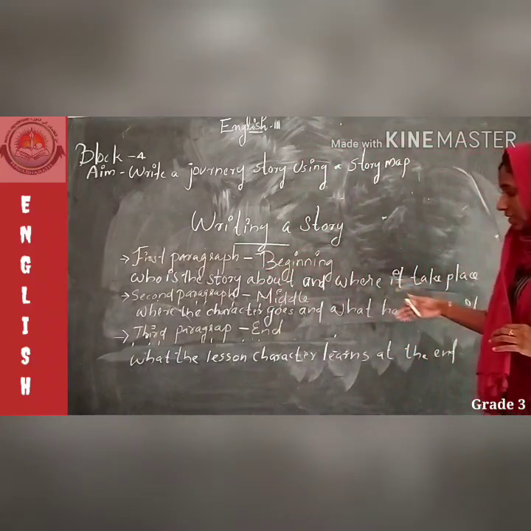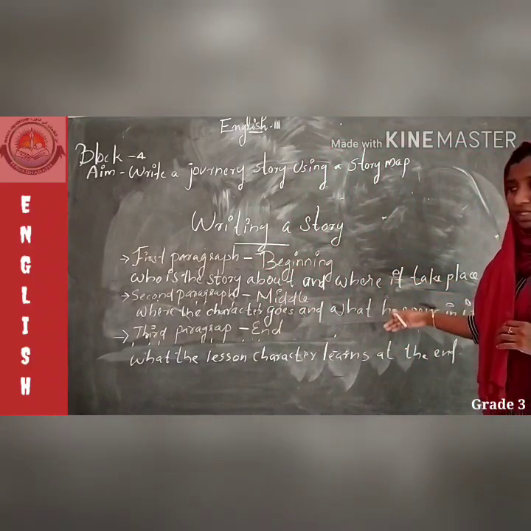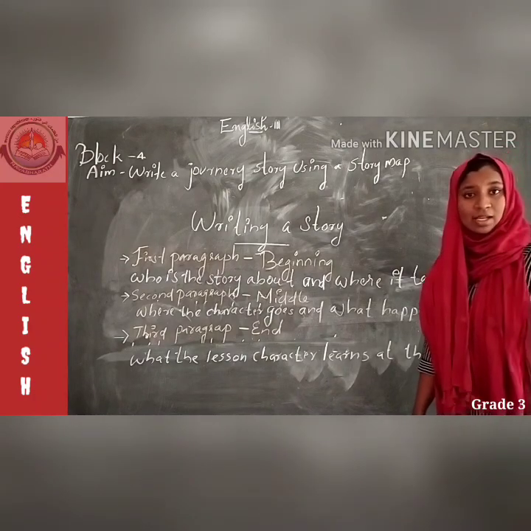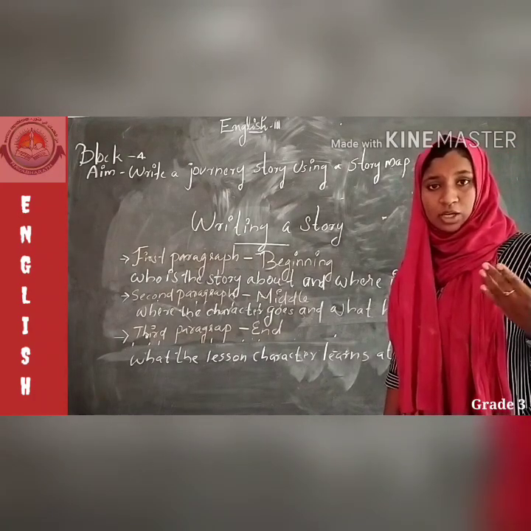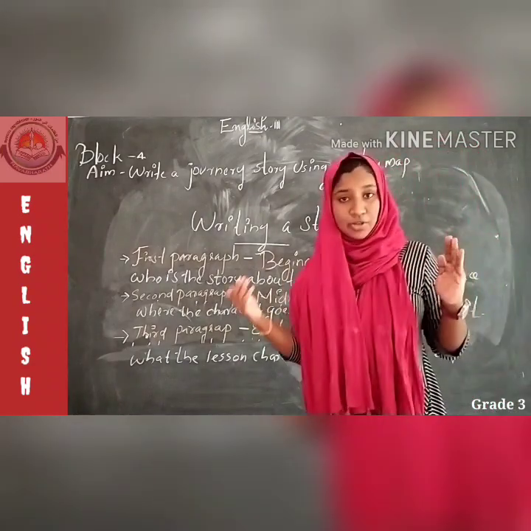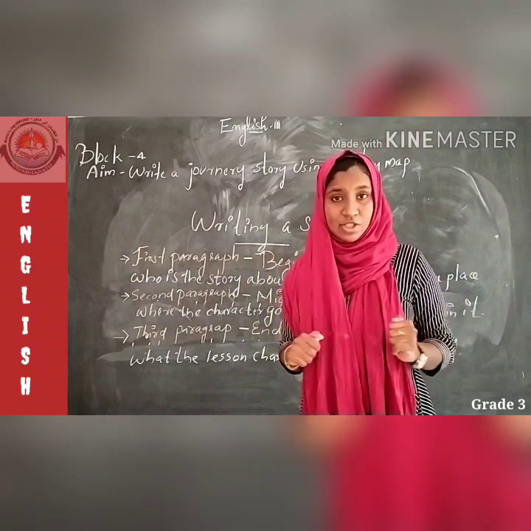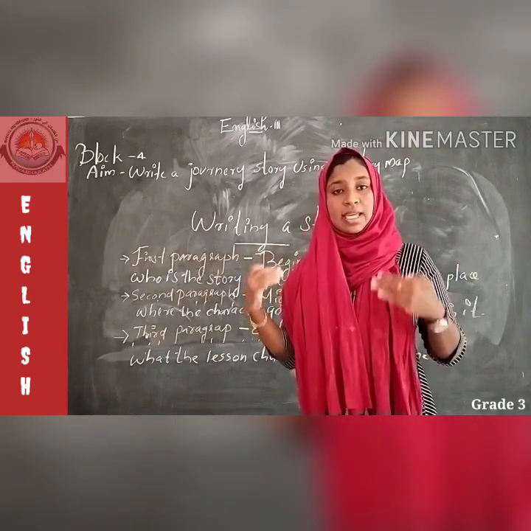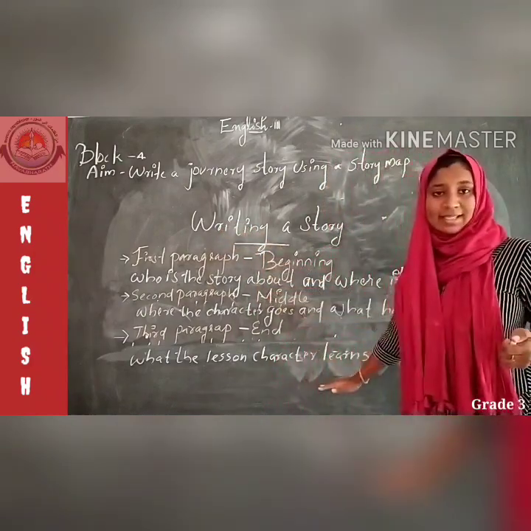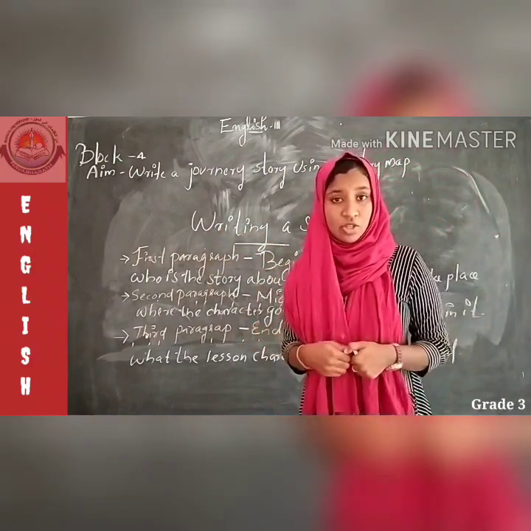Is it clear to you, children? Please write down these three things in your notebook, isn't it? Then only you can clearly write or plan your story, okay. I know that you have already planned your story and filled your ideas in a story map, and by taking those ideas from the story map and including these three things, you can start your own story, okay.